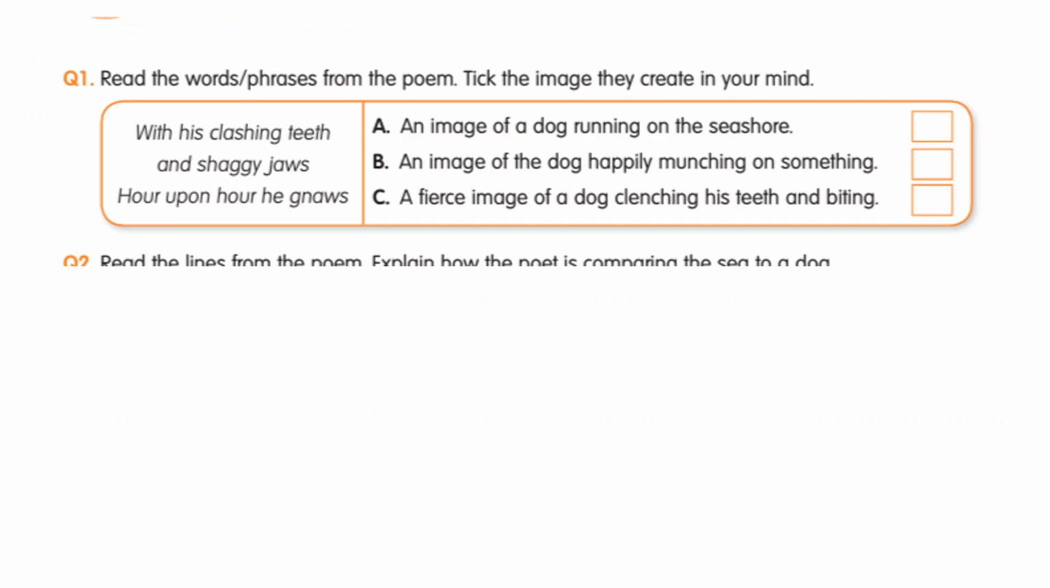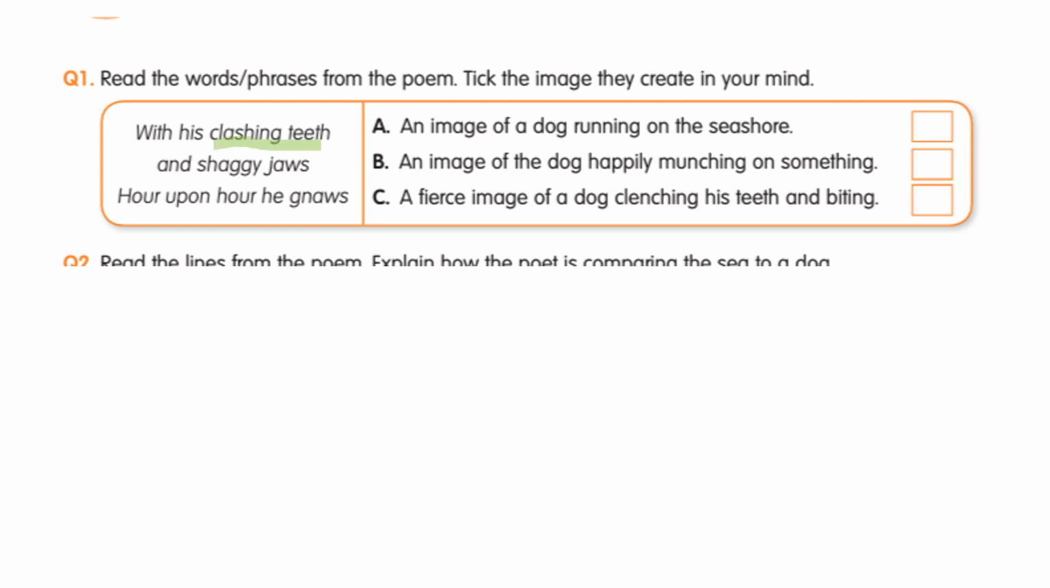Now we'll come to the workbook and start attempting it. Read the words or phrases from the poem. Take the image they create in your mind. With his clashing teeth and shaggy jaws, R upon R he gnaws. An image of a dog running on the seashore. An image of a dog happily munching on something. A fierce image of a dog clenching his teeth and biting. You have to tell me the answer.